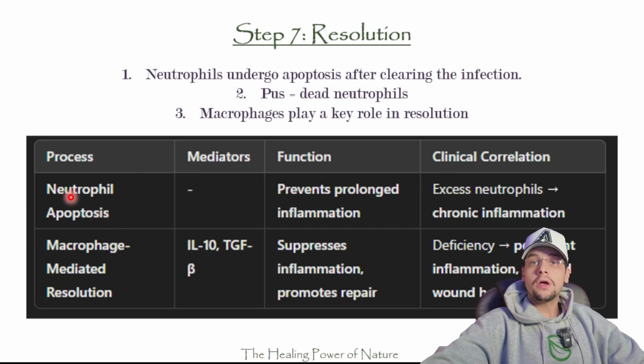So neutrophils undergo apoptosis. The function is it prevents prolonged inflammation, and the clinical correlation would be excess neutrophils and chronic inflammation. The macrophage-mediated resolution is mediated by IL-10 and transforming growth factor beta, which suppress inflammation and promote repair. Deficiency results in persistent inflammation and delayed wound healing.